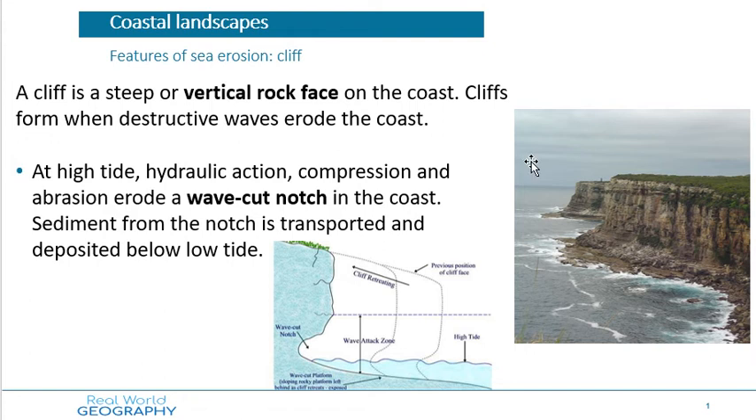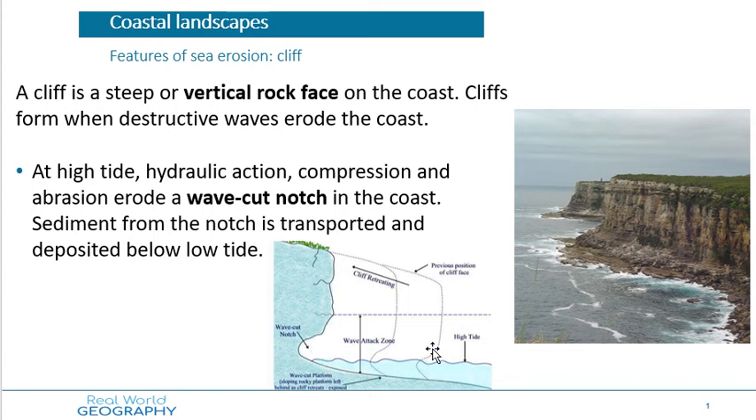Okay, cliffs form when the destructive waves erode the coast. So remember, guys, a destructive wave has a weak swash but a strong backwash. Okay, so cliffs form when destructive waves erode the coast. So at high tide, okay, so when the tide is in, hydraulic action, compression, and abrasion erode a wave-cut notch in the coast. So guys, if we look down here to our diagram, this is our wave-cut notch, okay?